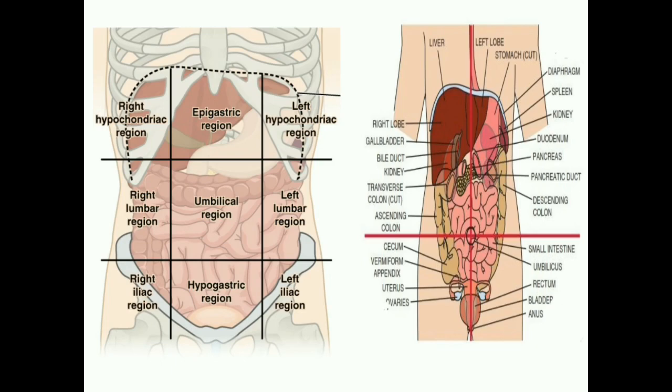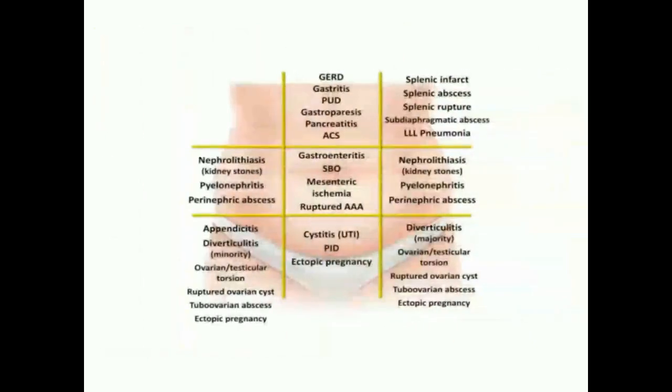But pain does not always map neatly to specific abdominal quadrants or regions. As we see in this picture, there are multiple causes of pain in each region or quadrant of the abdomen. We will start our approach with history and examination. By history, you must know the chronology of the pain.